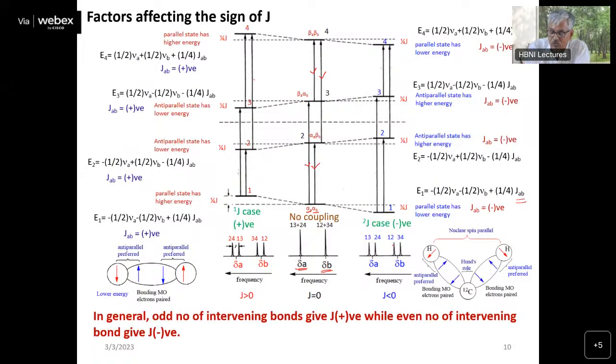So in the 2J case, the 3, 4 lines come first, then the 1, 2 lines, and then the transition between 2 and 4 comes first, and the transition 1, 3 has the highest energy. You see the parallel case is more stabilized, that's why the parallel is shown here, and then JAB is negative. So quite generally, I have shown for 1 and 2, an odd number of intervening bonds gives a positive J value, while an even number of intervening bonds gives a negative J value.